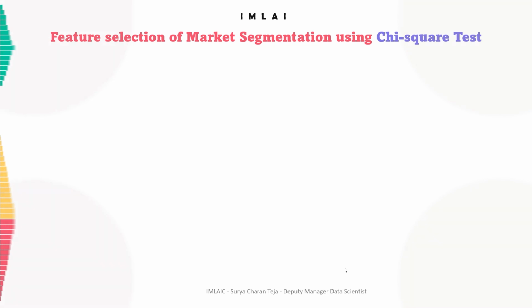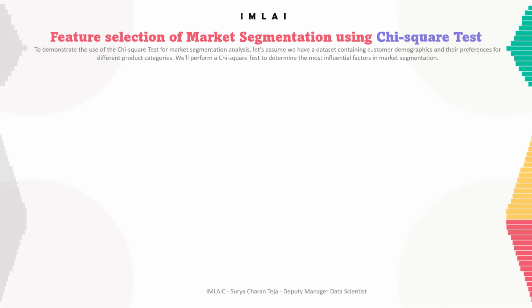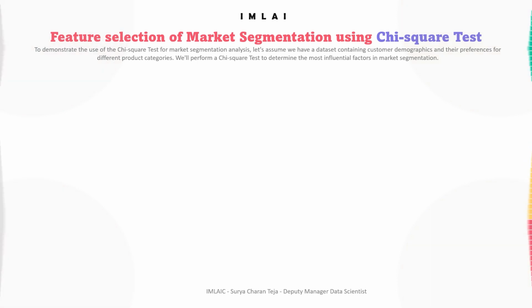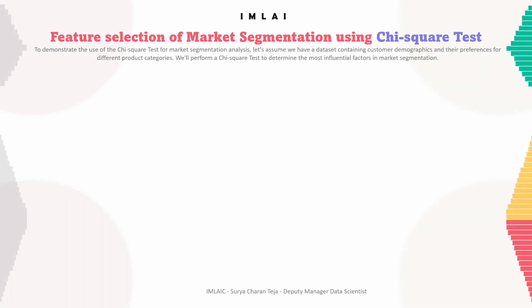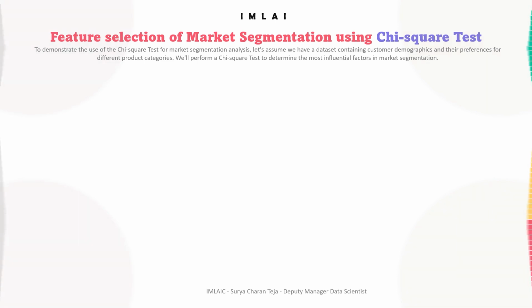Now let's look into the feature selection of market segmentation data set using chi-square test. To demonstrate the use of chi-square test for market segmentation analysis, let's assume we have a data set containing customer demographics and their preferences for different product categories. So we will perform chi-square test to determine the most influential factors in market segmentation. So that's what we'll see.